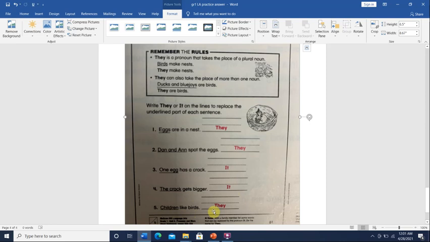Okay? So now we learned 4 pronouns. He, to replace the noun of a man or a boy. She, to replace the noun of a girl or a woman. It, to replace a single thing. Okay? And they, to replace a plural noun, whether they're things or people.